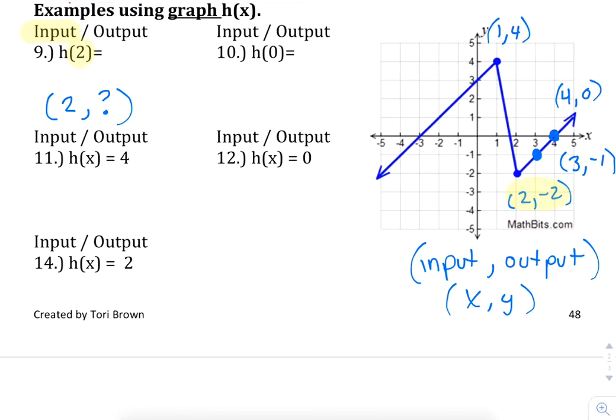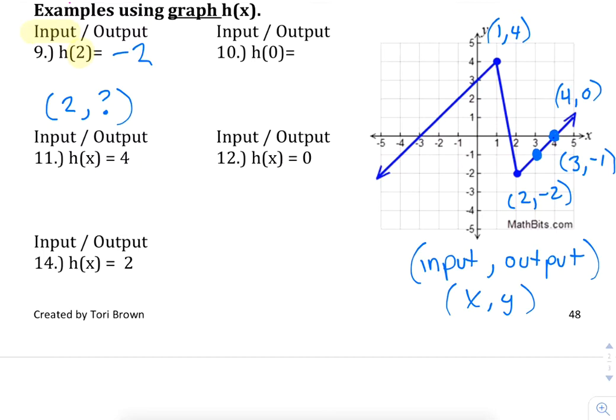Hopefully you see this point down here as your answer to that question, okay? So when I write the answer, all I need is negative 2. So where's the point? 2, negative 2. I don't even need this part, okay?